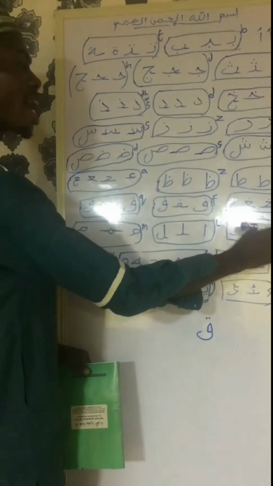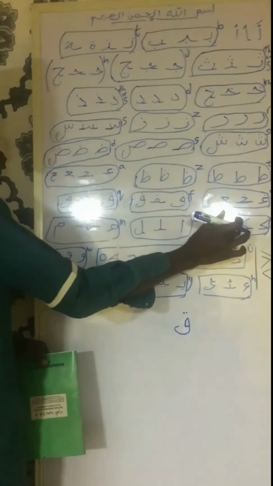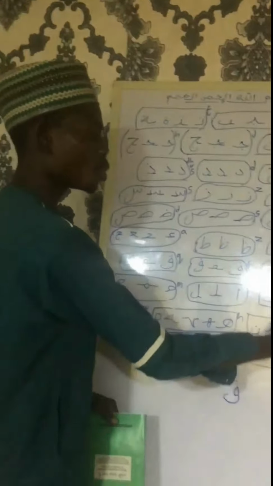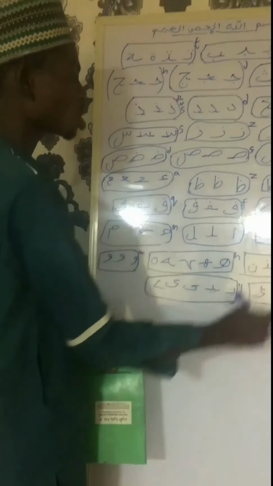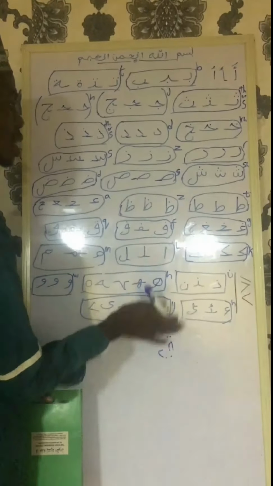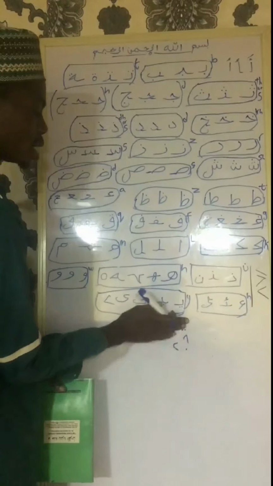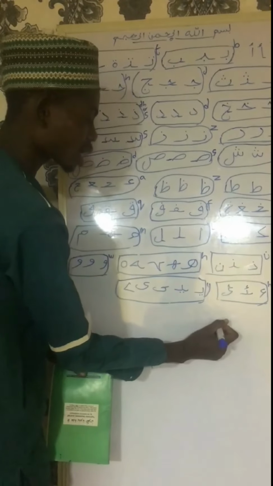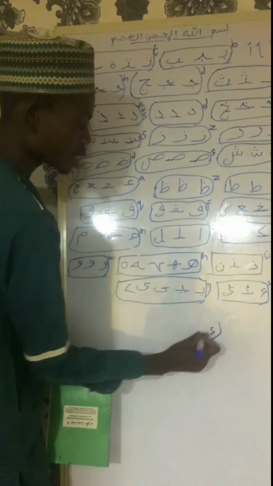So this is Arabic Ka. It works as letter K in the English alphabet. Now in the beginning it looks like this. In the middle it looks like this, while at the end it looks like this. Literally in Arabic this is how it looks.